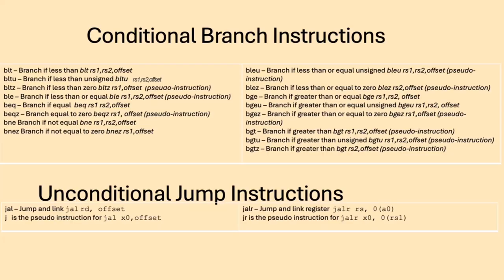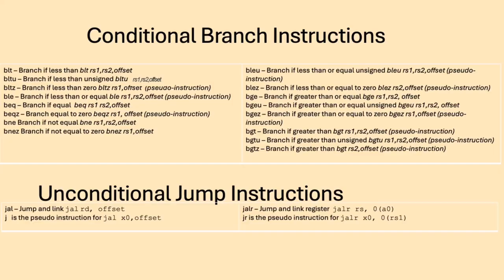Using the JAL instruction with the 0 register will not store the return address, so JAL0 my label will unconditionally jump to the label without storing the return address since X0 is not writable. This could be dangerous if a subsequent return was issued.